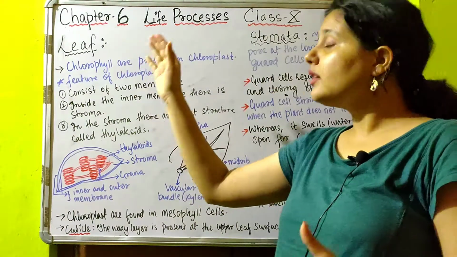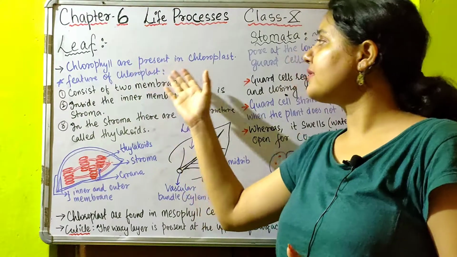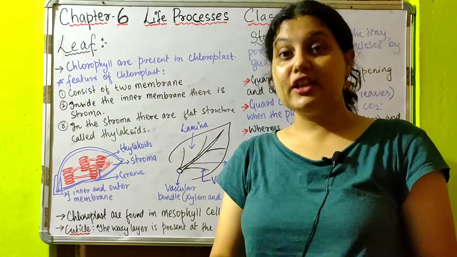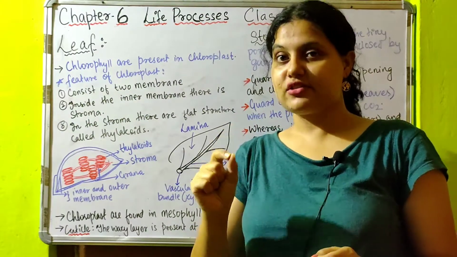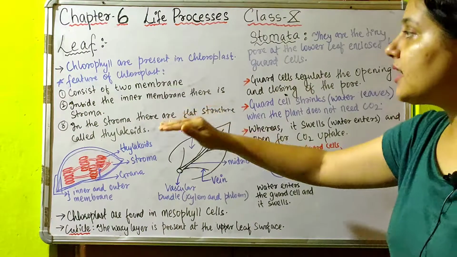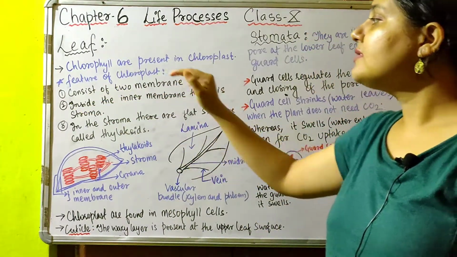So firstly, coming to the leaf, in the first line what I have written is chlorophyll is present in chloroplast. Chloroplasts are the organelles present in the leaf where the chlorophyll is present. Now coming to the features of chloroplast, it consists of two membranes. Inside the inner membrane there is stroma.